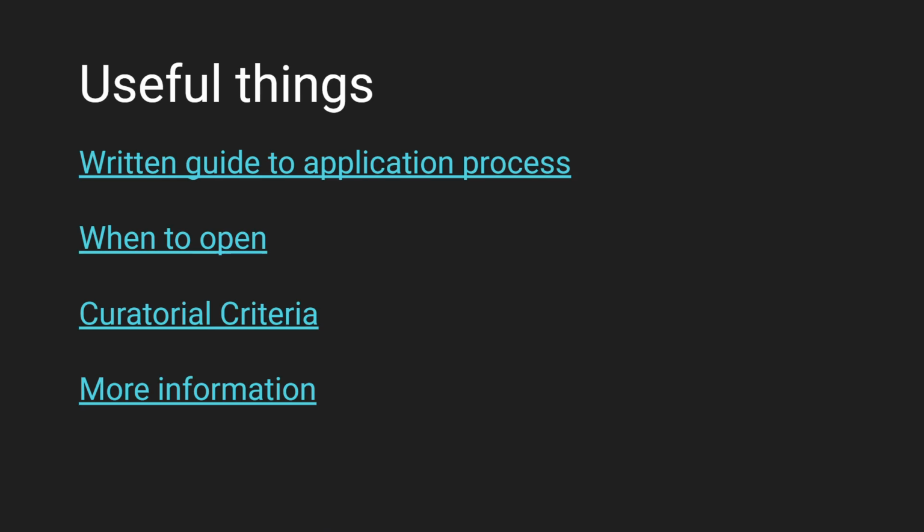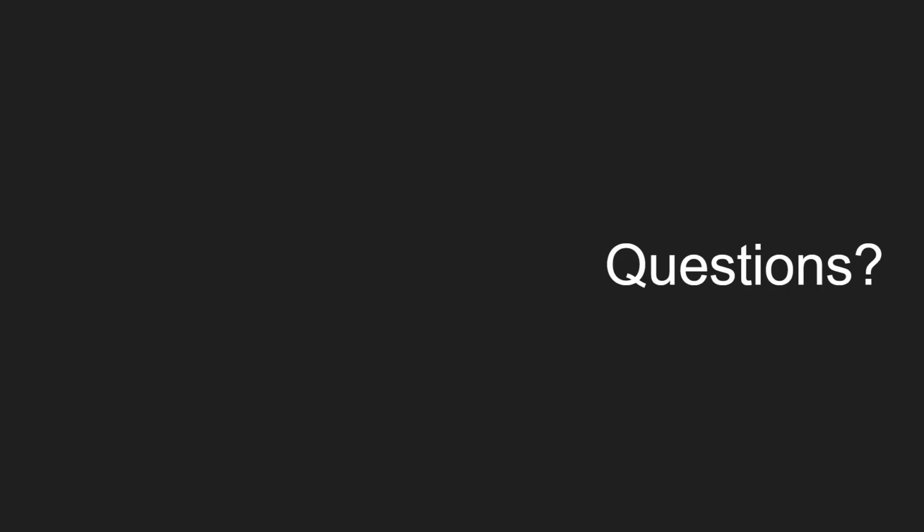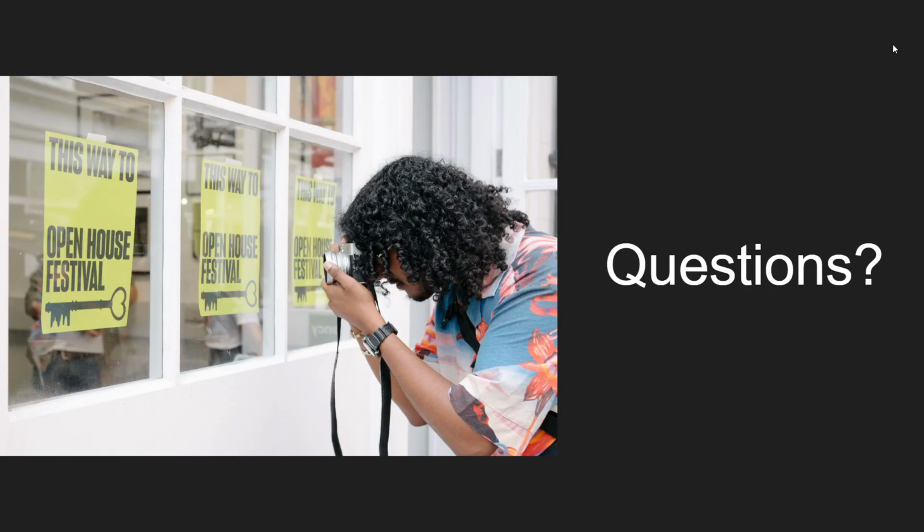And lastly, I've just got a few useful things here. So a written guide to the same process that I just talked you through, to the application process. Again, that link to when to open, which weekends to open on, a link to our curatorial criteria, and then a link at the bottom just to more general information about the festival. So hopefully between all of those things, you should be able to find what you need. Okay, and that's it.